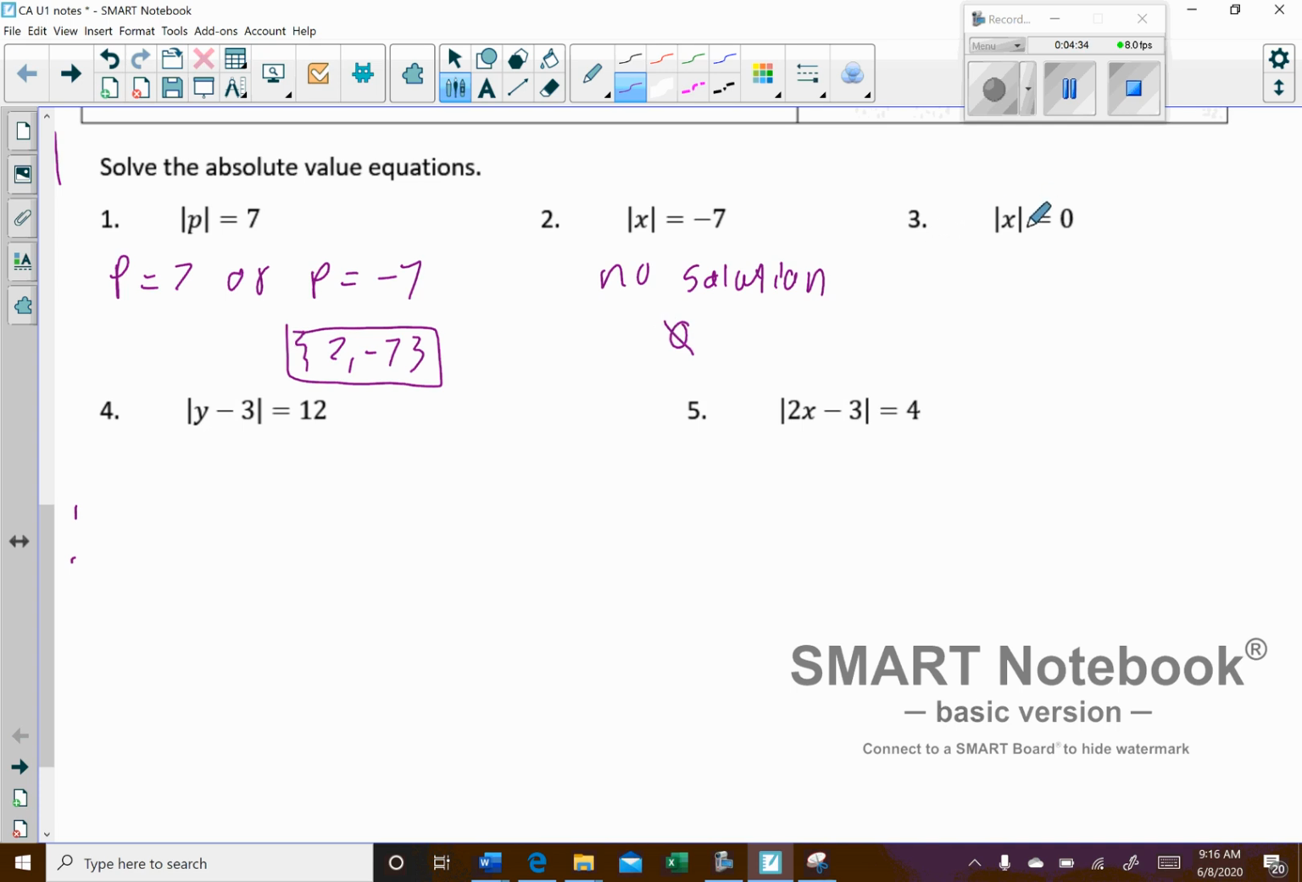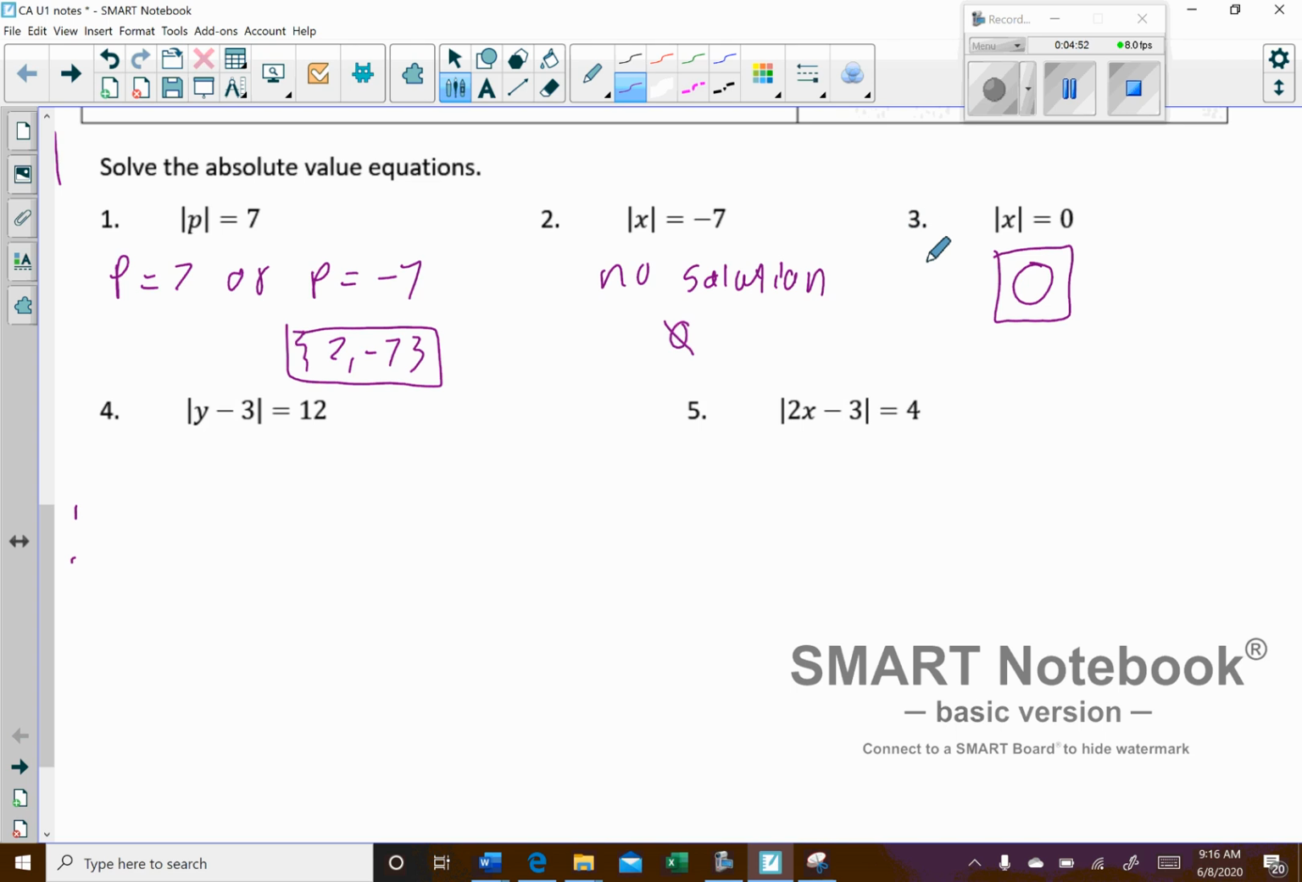Number 3, the absolute value of x is equal to 0. So what number is 0 units from 0? Well, that would be 0. So this is the one instance where you only have one solution. So we only have one solution for number 3.